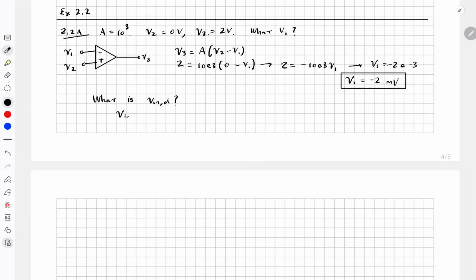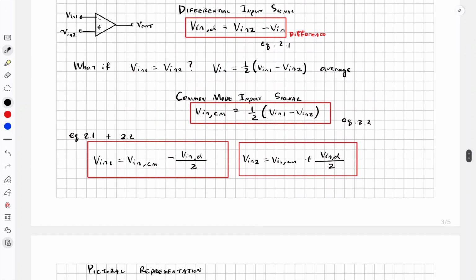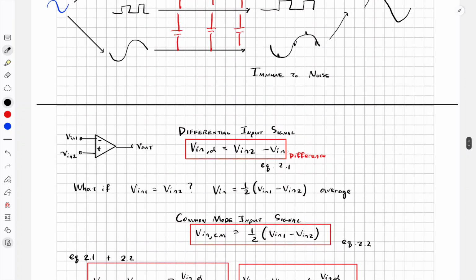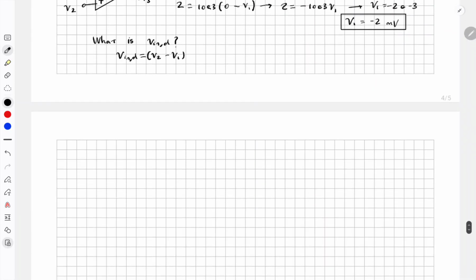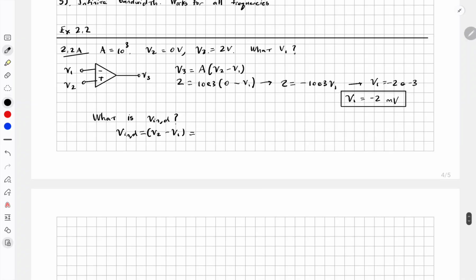Again, V in D, if you remember, is equal to V2 minus V1. Remember from here, V in D, the differential input signal, is V2 minus V1. It's just the difference. So V2, we were told, is 0, but V1 is negative 2 millivolts. So V in D is equal to 2 millivolts.